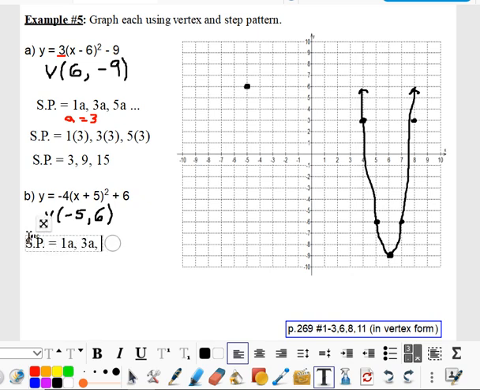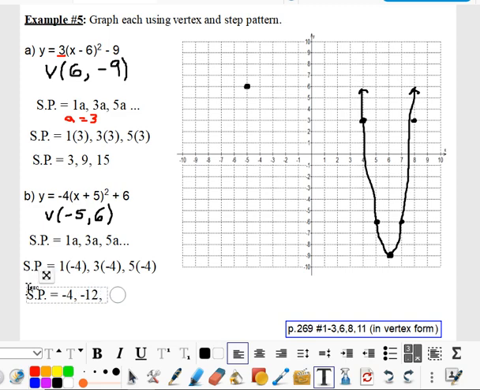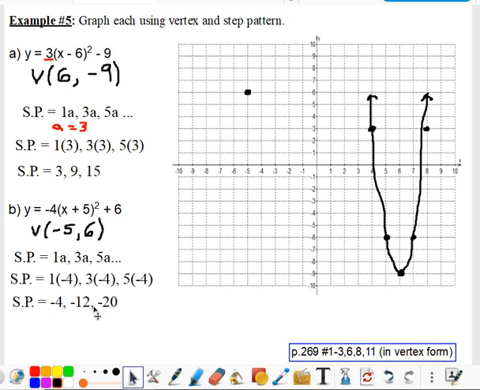Now, in order to get more points, we will use this step pattern, and that is 1a, 3a, 5a, 7a, 9a, 11a, and it goes on forever, as we know. Our a value in this case is negative 4. So 1 times negative 4, 3 times negative 4, 5 times negative 4, and so on. And then we just multiply those. So we'll get negative 4, negative 12, negative 20. Okay, so this is our step pattern.